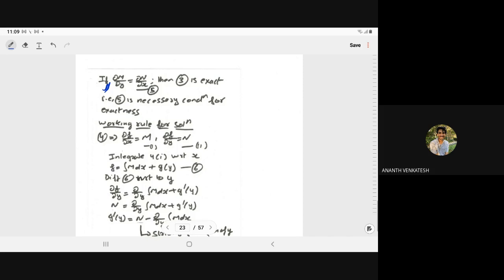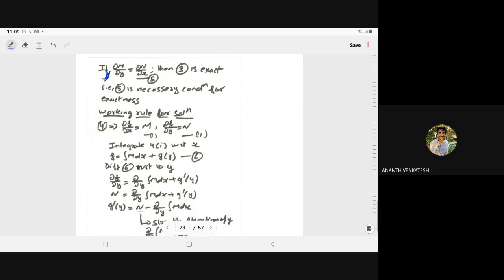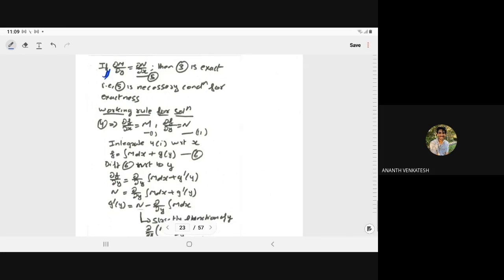So now, the working rule for the solution. If we have an equation of the form m dx plus n dy is equal to 0, how can we determine the solution? So next is the working rule for the solution. We have already seen that del f by del x is equal to m and del f by del y is equal to n.